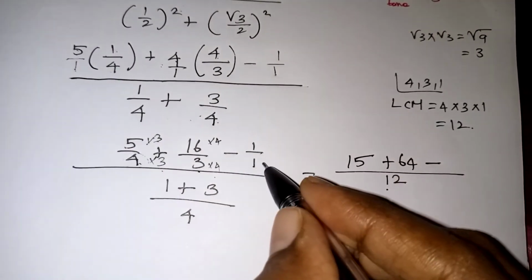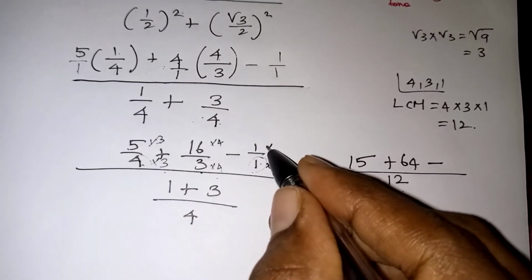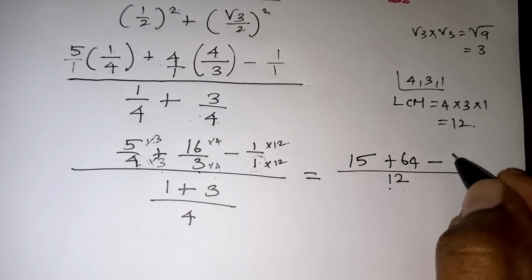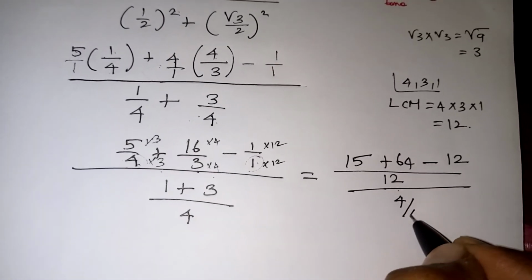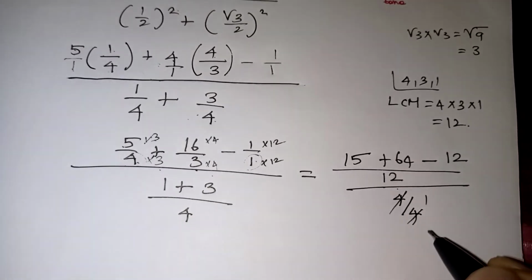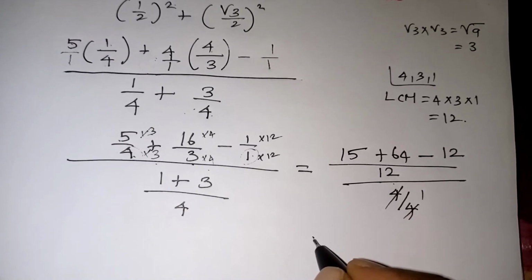And minus, here only 1 is there. 1 should become 12, so that should be multiplied with 12. The numerator also should be multiplied with 12. So 1 into 12 will give you 12. For the denominator, 1 plus 3 is 4 by 4. 4 by 4 will get cancelled as 1. So the denominator 1 has no value. You can leave that. Let's go to the numerator now.